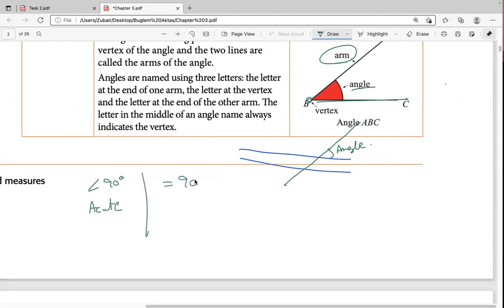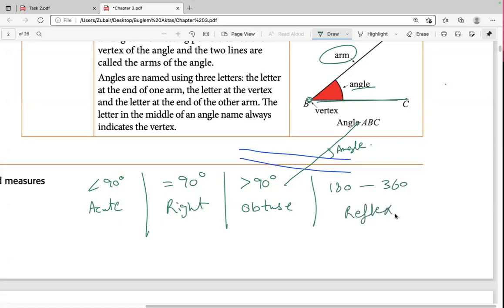When it is equal to 90 degrees, we call it a right angle. When it is more than 90 degrees, you call it obtuse. And when it is between 180 and 360, we call it reflex. Now, what is the use of these words?